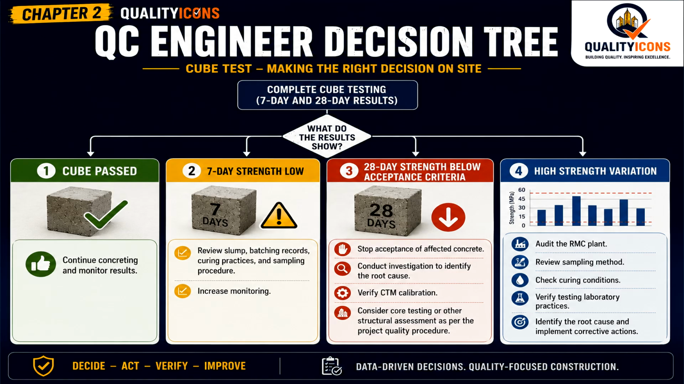Fourth point, high variation in strength. If high variation exists, audit the RMC plant, laboratory practices, curing conditions, and sampling methods to identify the actual cause. Always make decisions based on the data, not assumptions. Clear? Always make decisions based on the data, not assumptions. Decide, act, verify, improve. Data driven decisions, quality focused construction.